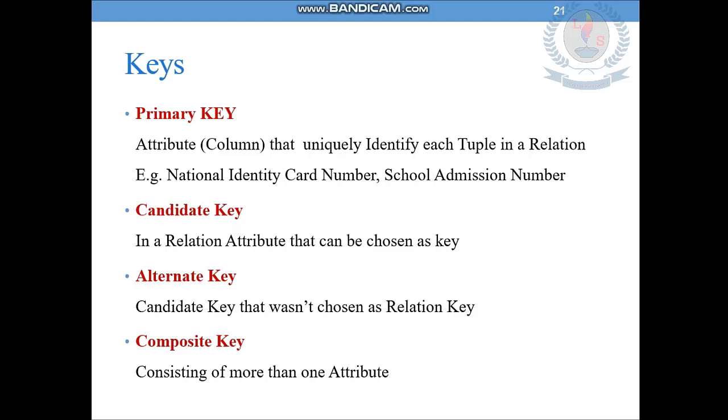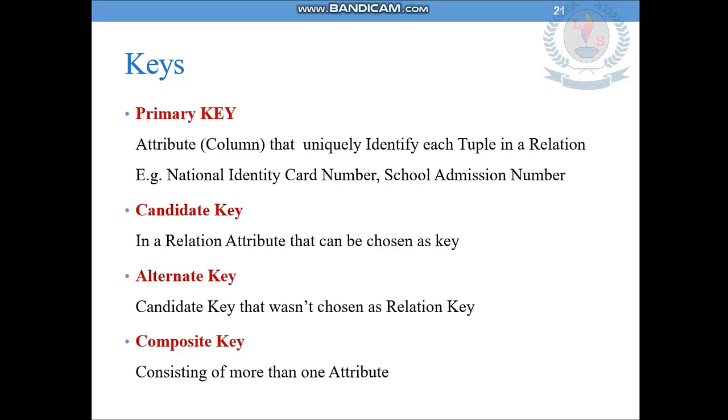Next one is alternate key. Alternate key is a candidate key that wasn't chosen as the relational key. That means when we are selecting a primary key, we have to ignore one candidate key. Whatever candidate key we ignore, that key we can say is the alternate key. The next one is composite key.